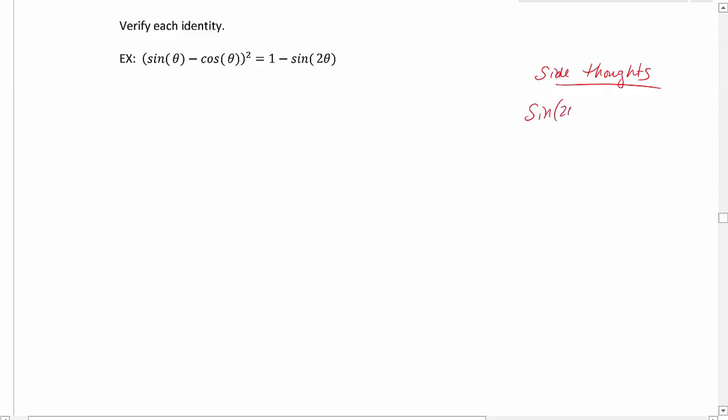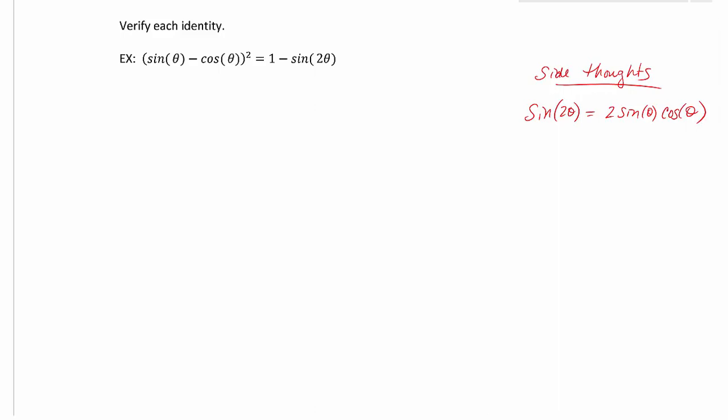Our double angle formula for sine says that sine of 2 theta turns into 2 sine of theta cosine of theta. And that gets us down to a more basic argument. Frequently, I'll start on the side with the more complicated argument, but if I do that, I don't really see how I'm supposed to get from 2 sine cosine to that sine minus cosine quantity squared. So I'm going to keep this side thought, but I'm actually going to start the identity on the left.